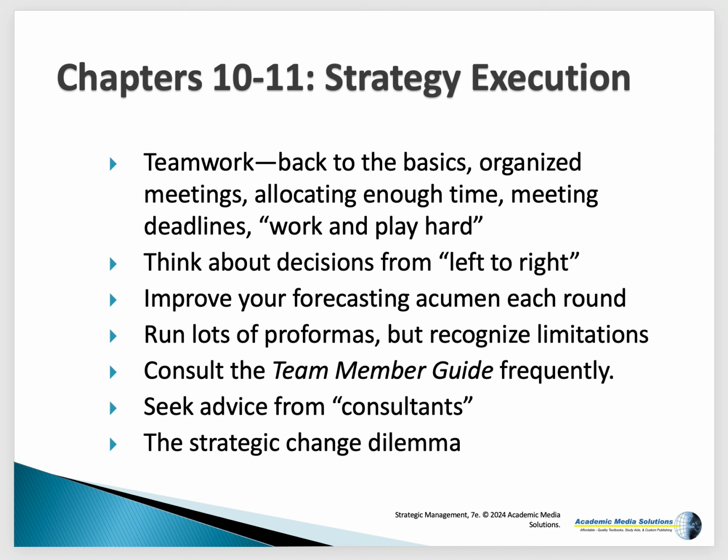Improve your forecasting acumen each round. Forecasting is the key. You've got to forecast. Spoiler alert here: Capstone will give you a number when you go online and you run your pro formas. They'll give you a number of projected demand. That is in many ways a quasi-random number. That's not your given forecast number. You have to compute it yourself. The number's there to run pro formas, but if you don't replace it, you'll be using bad data. You need to get better each round at forecasting.